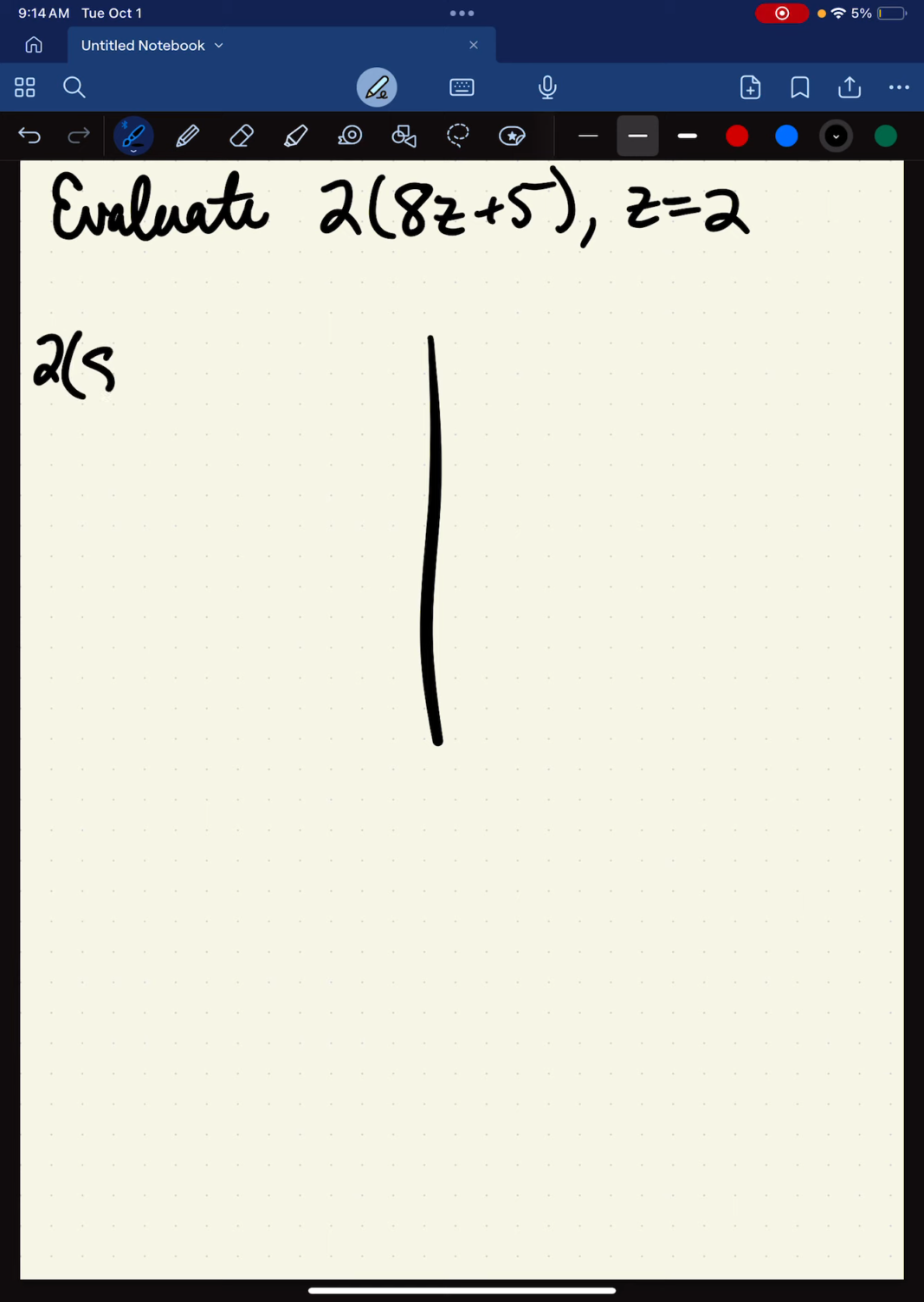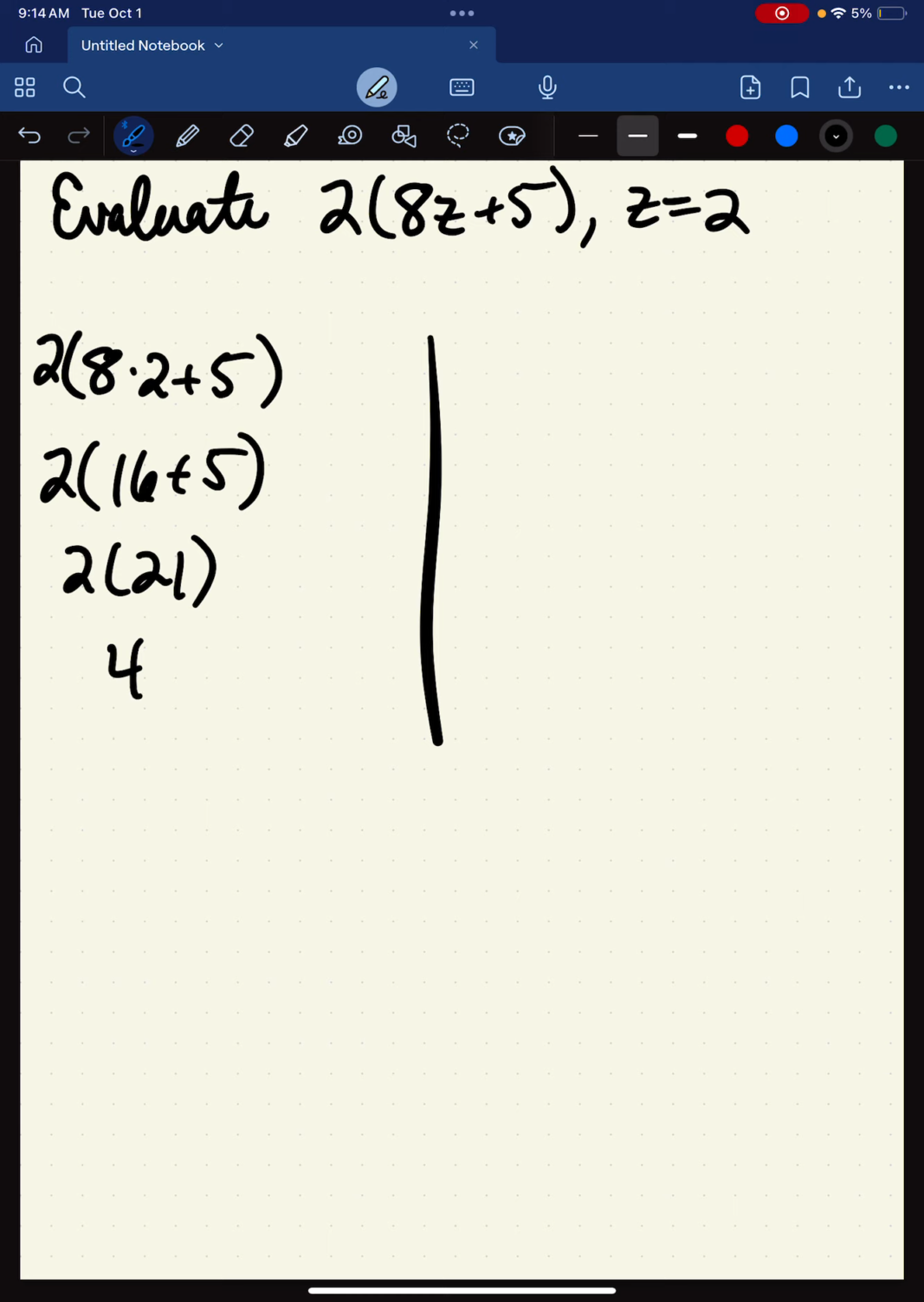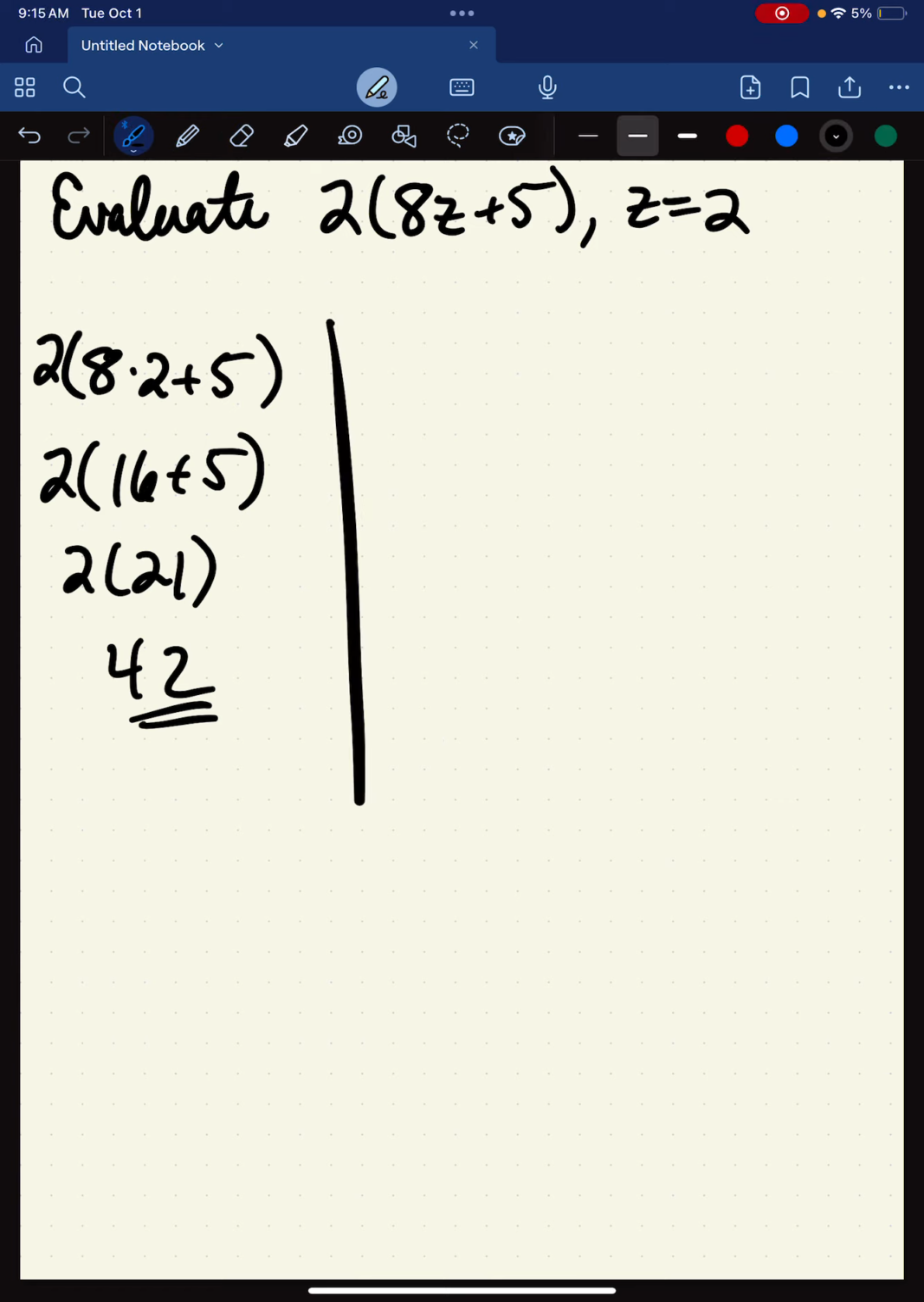So we have 2 times 8 times 2 plus 5. That's 2 times 16 plus 5. That's 2 times 21, which is 42. But now let me actually move this line over because I think we'll need a little more room. So our answer is 42. We know that just from plugging in, but let's use the distributive property first.